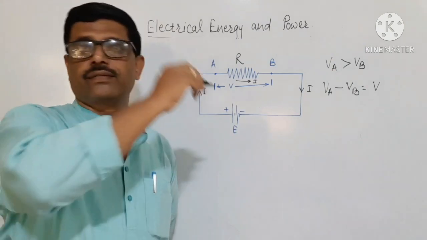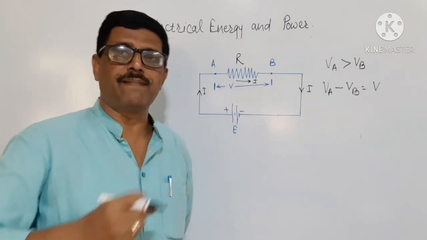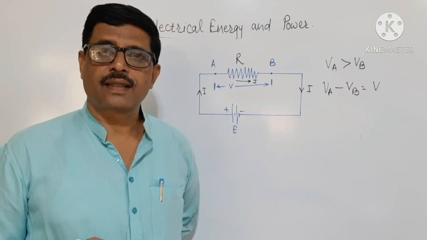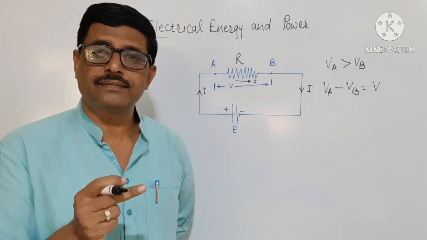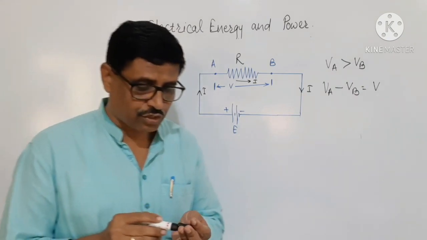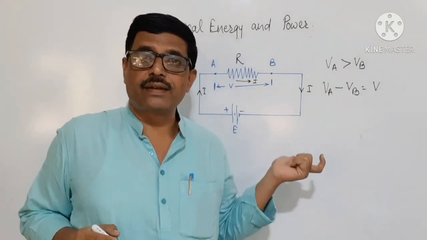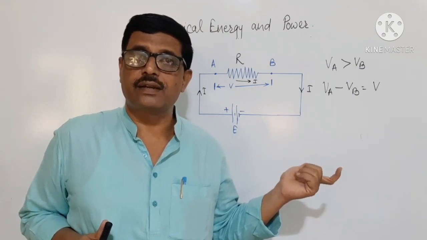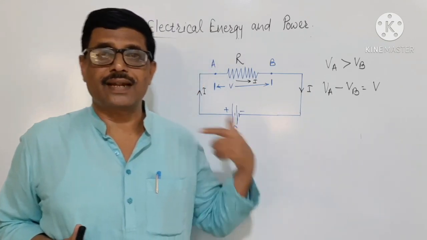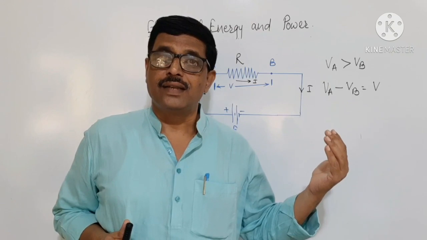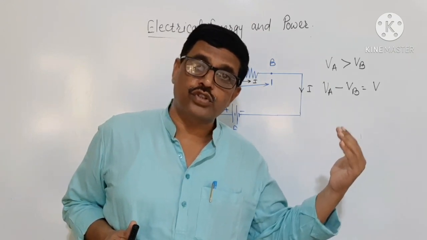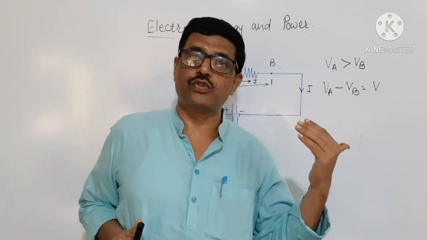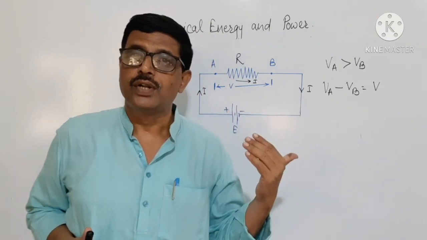Now, again, we will go a little bit back. In a conductor, there are a large number of free electrons. They are in a state of random motion. When a battery or a cell is connected across the ends of the conductor, an electric field is developed, and the electric field applies force on the electron so that the electron tends to move towards the positive potential or towards the positive terminal of the battery.